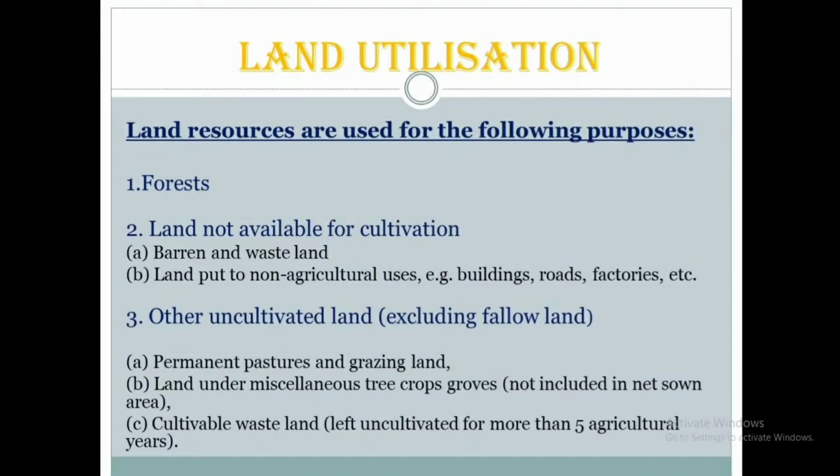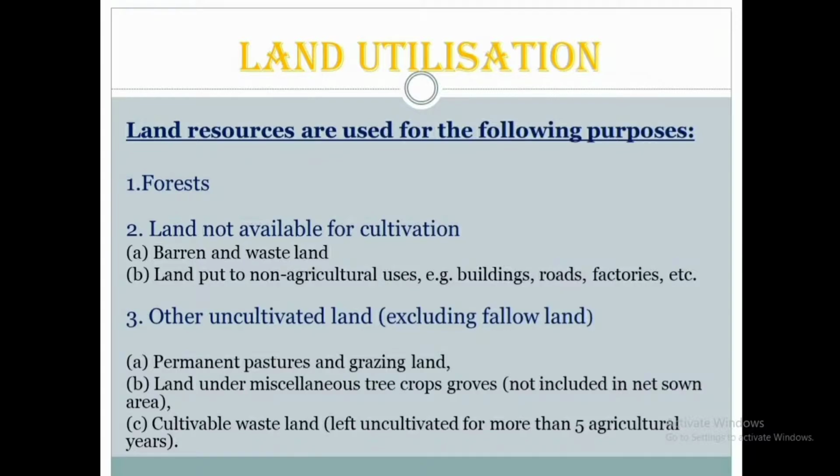Now, land is used for many purposes. One of them is forest, the second one is the land which is not available for cultivation. These are either the barren and wasteland or the land which is put to non agricultural uses like buildings, roads, factories, etc. The third one is the other uncultivated land excluding the fallow land. Now, fallow land is basically a piece of land that is normally used for farming but that is left with no crops on it for a season in order to recover its fertility.